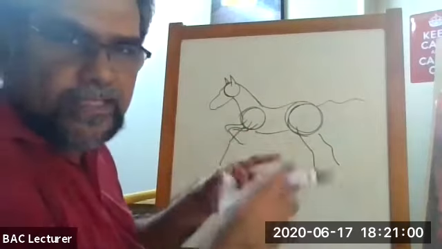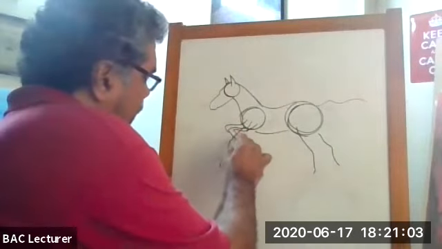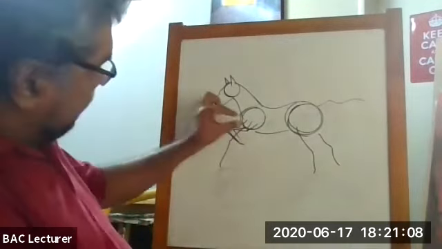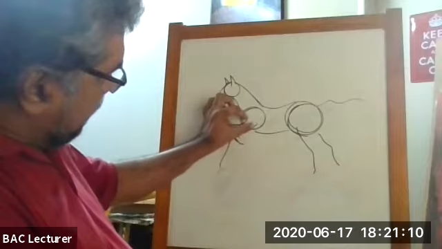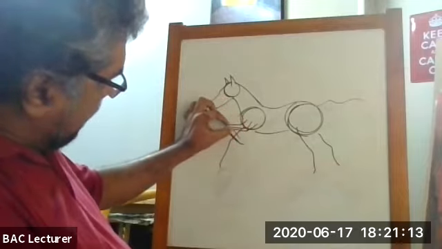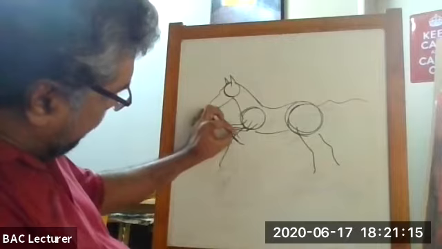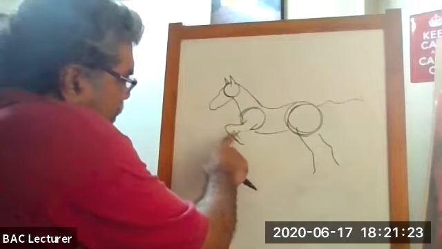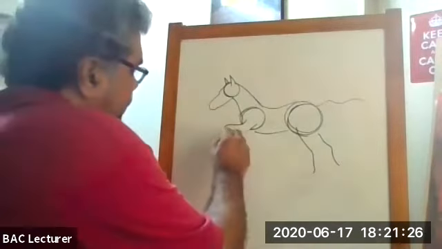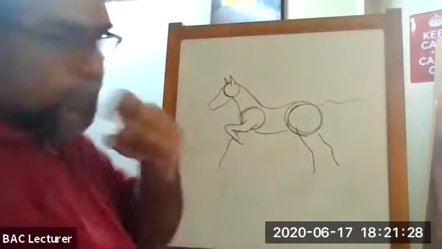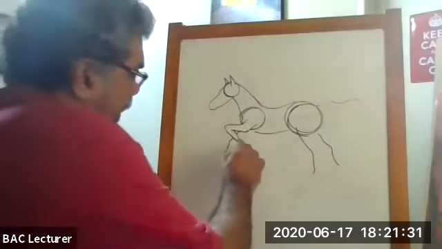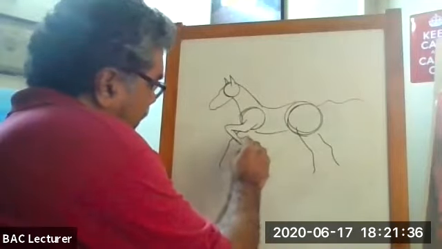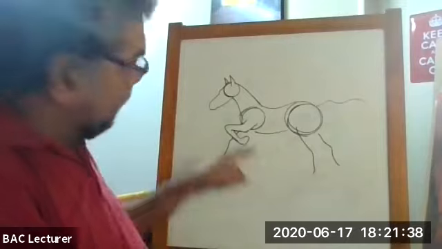Okay, I'm putting in the flesh now. You got that? So the top part of the leg will be thick, curve in, and then you curve back here, and then you come down. Which means all these lines will not be needed anymore. And then the hoof will be here.